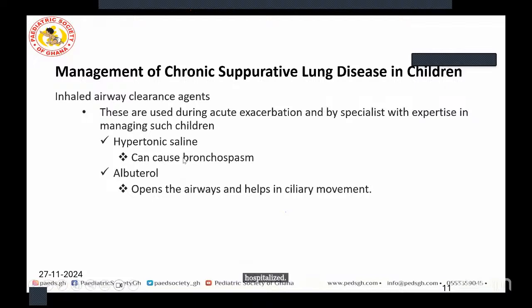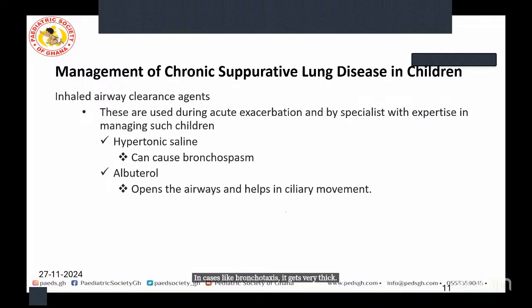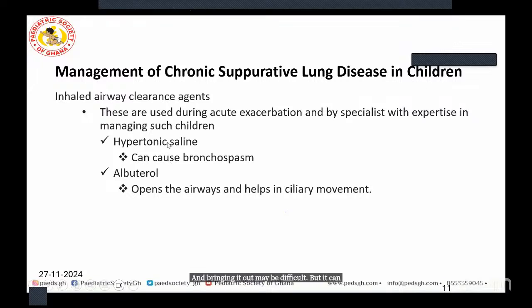Then the hypertonic saline is one of the treatments that can be given. It helps loosen the mucus so that they can bring it out easily, because sometimes it gets thick. In cases like bronchiectasis, it gets very thick, and bringing it out may be difficult. But it can cause bronchospasm, the hypertonic saline.